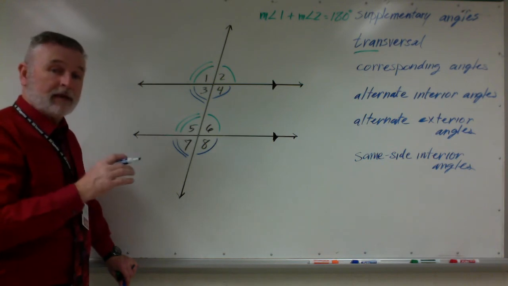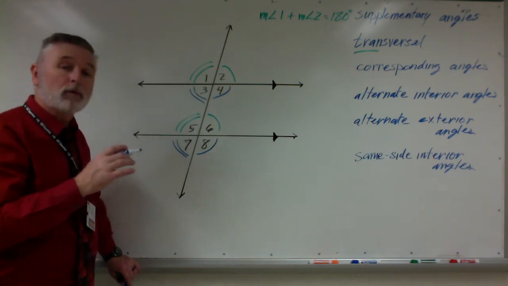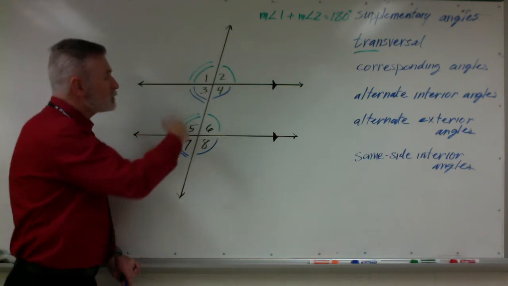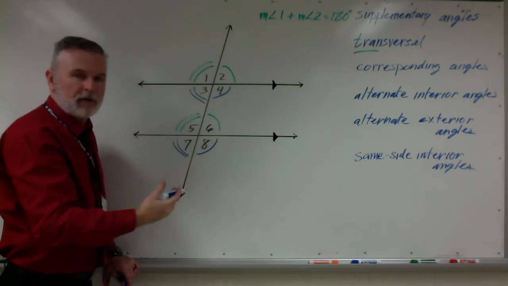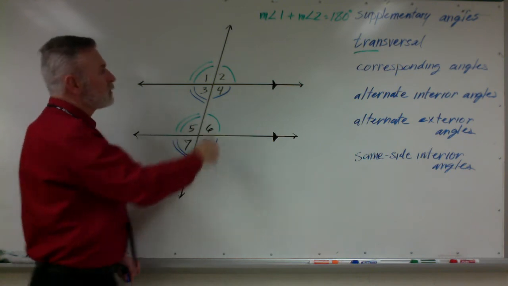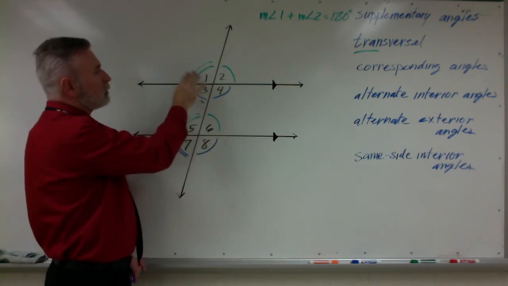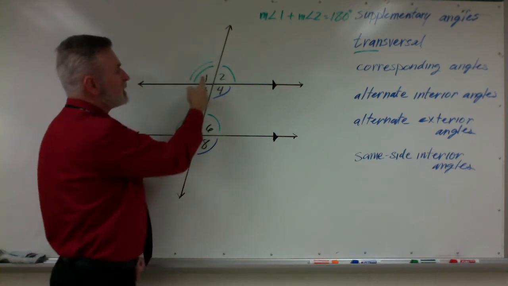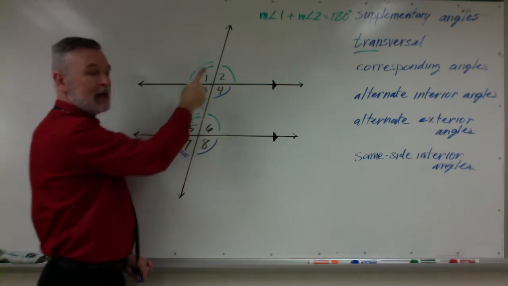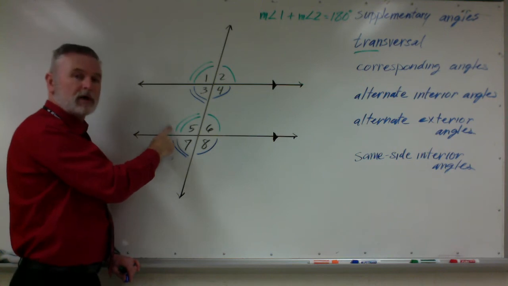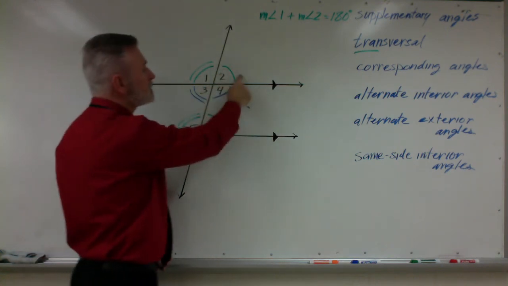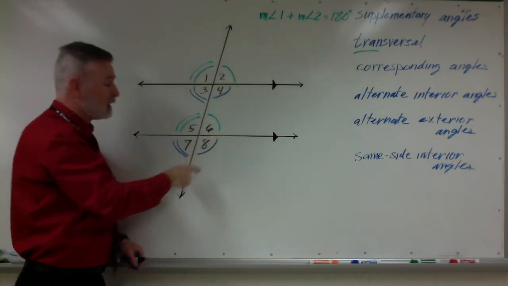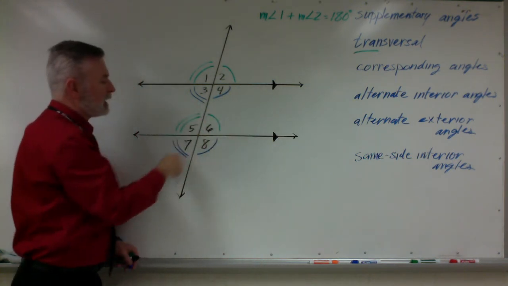These angles are referred to as corresponding, and the reason they call them corresponding is because they correspond to the same location in the other intersection. For instance, angle number 1 corresponds to number 5 because it's in the upper left of this intersection, and 5 is in the upper left of this intersection. 2 is in the upper right, so it corresponds to 6 because it's in the upper right, and likewise 8 and 4, 3 and 7.